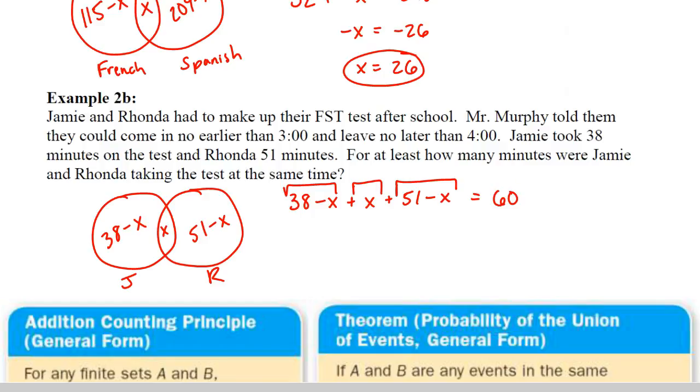So I want you guys to go ahead and take a minute, make sure you know how to solve this equation for x, which represents the least amount of minutes that both Jamie and Rhonda were in the room taking the test at the same time. So go ahead and solve that. Pause the video and hit play when you're ready to check to see if you have the correct answer.